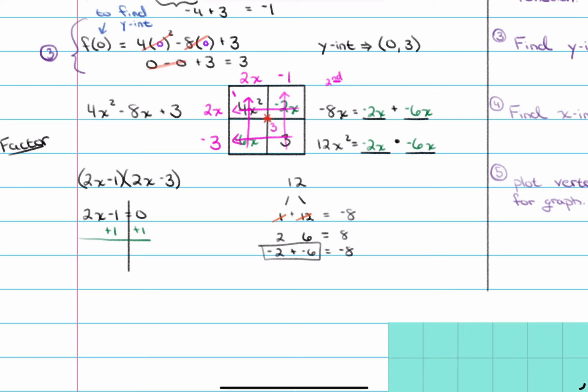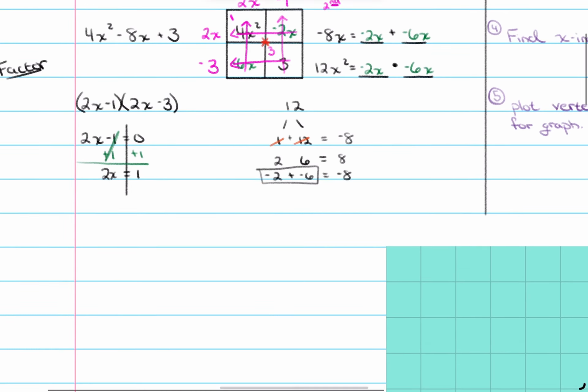Negative 1 plus 1 is 0, so that's why it cancels out. 0 plus 1 is 1. So 2x plus 0 is just 2x. So I'm going to write that equals 1. Okay? And then I'm going to divide off my 2. 2 divided by 2 is 1, so that's why it cancels out. So I'm left with x equals 1 half. So I'm going to plot the x-intercept for this case is 1 half, 0.